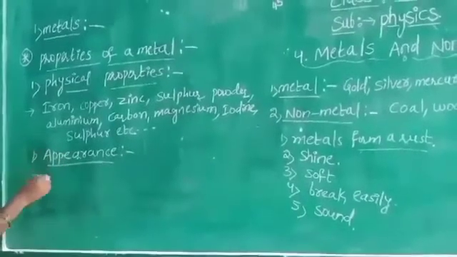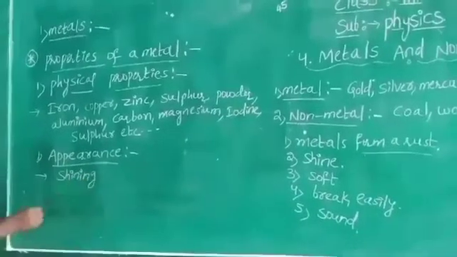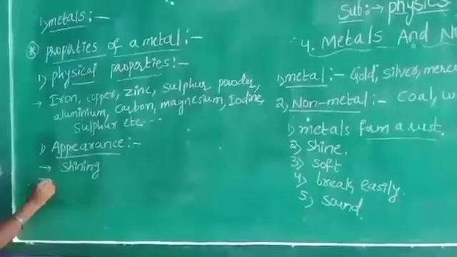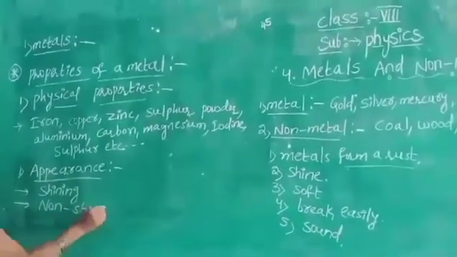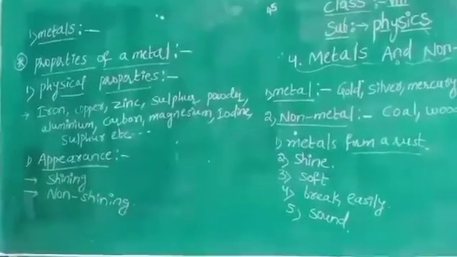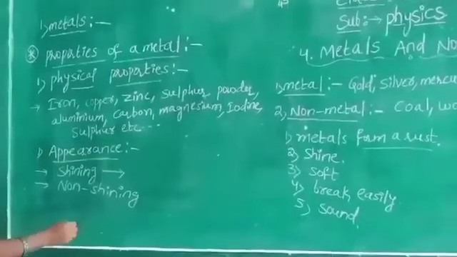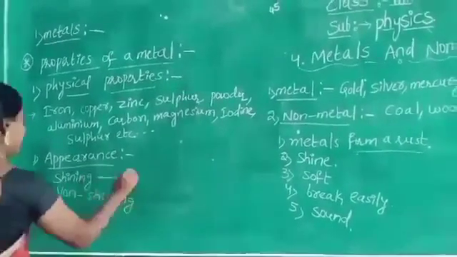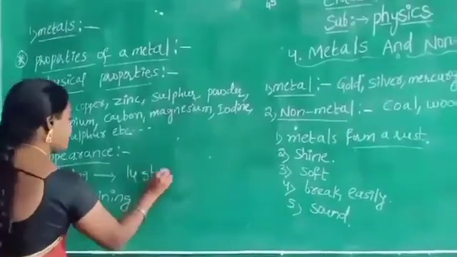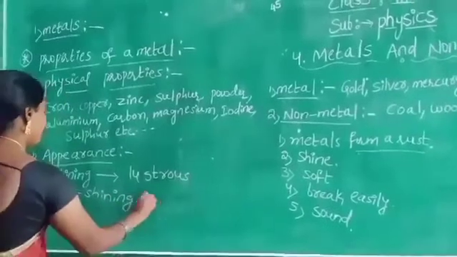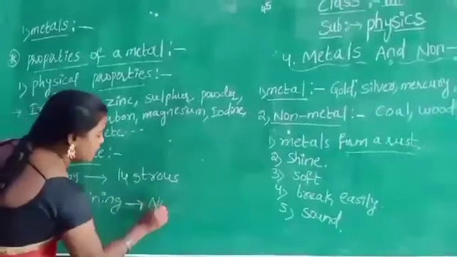Only a few materials are shining. From this, only a few materials are shining in the presence of sunlight, but some materials are non-shining. Which materials are shining? Those materials are called lustrous materials. Those materials are called what, Nana? Lustrous materials. Which materials are non-shining? They are called non-lustrous materials.